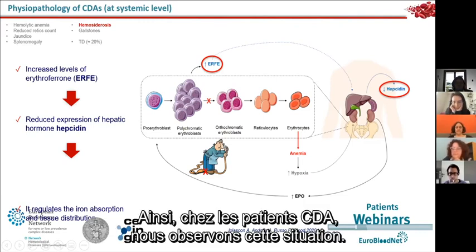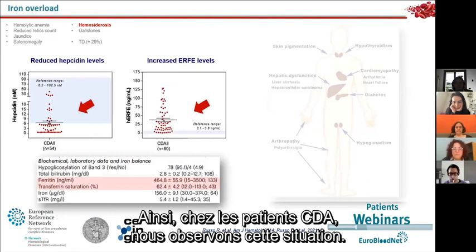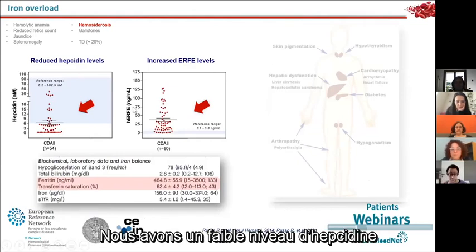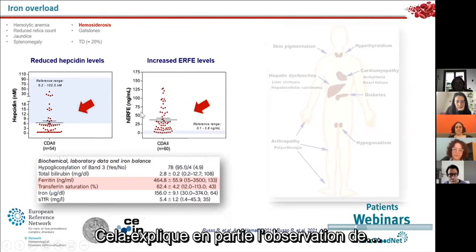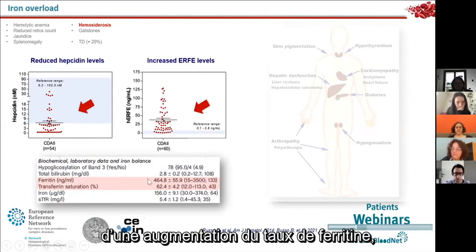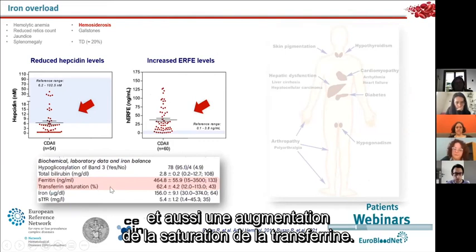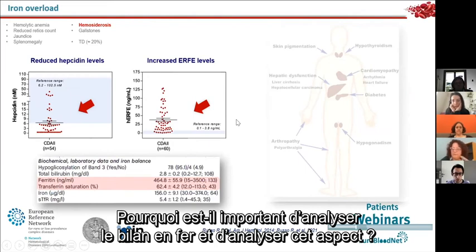So in CDA patients, we observe this situation. We have a low level of hepcidin and a very high level of ERFE in the serum samples. And this partially explains the observation of increased levels of ferritin and also increased transferrin saturation. Why is it important to analyze the iron balance and to look at this aspect?